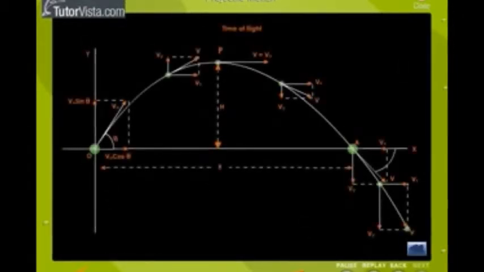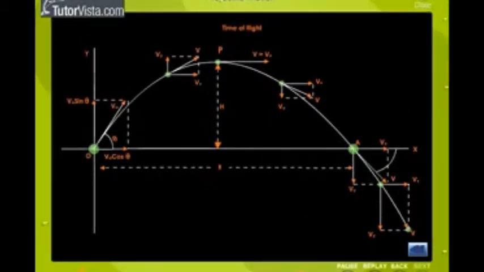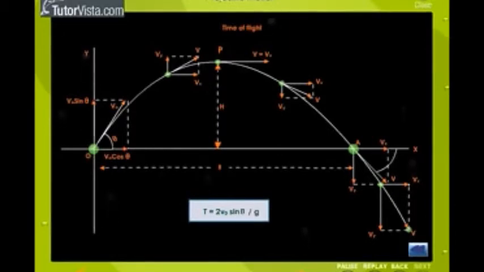Time of flight. Time of flight of a projectile is the time taken by it from the instant when it is projected to the time when it strikes the point in a horizontal plane passing through the point of projection. T is equal to 2v0 sin theta by g.